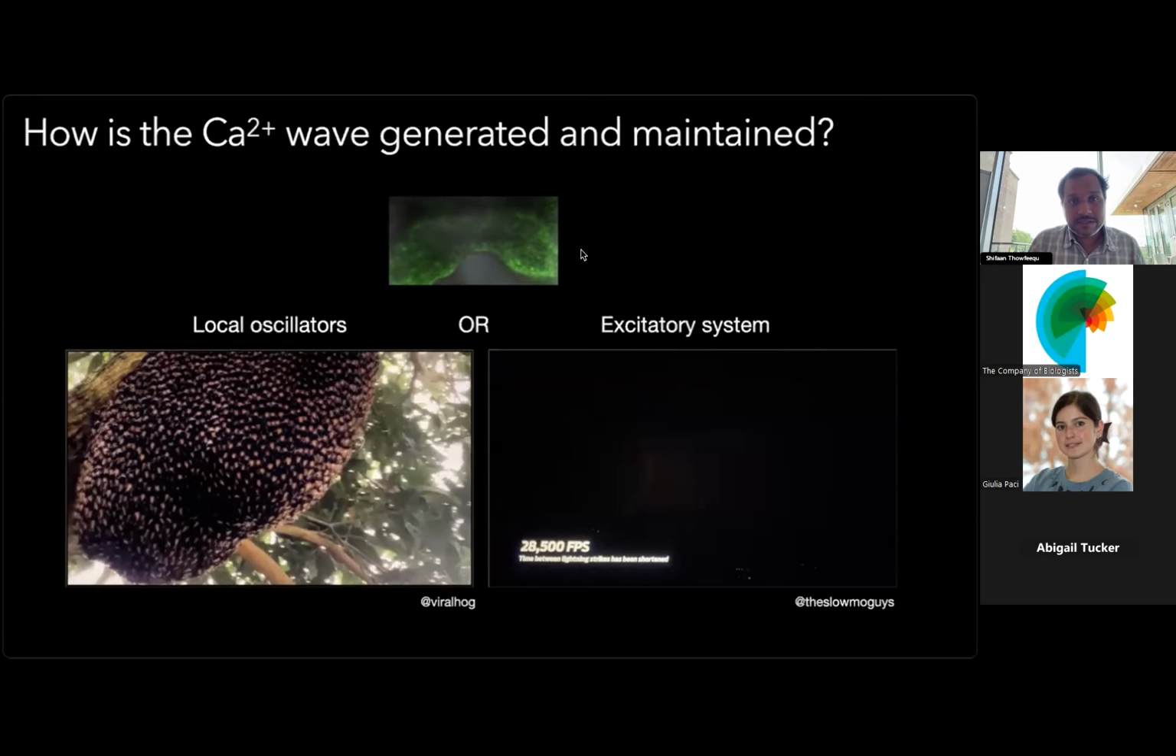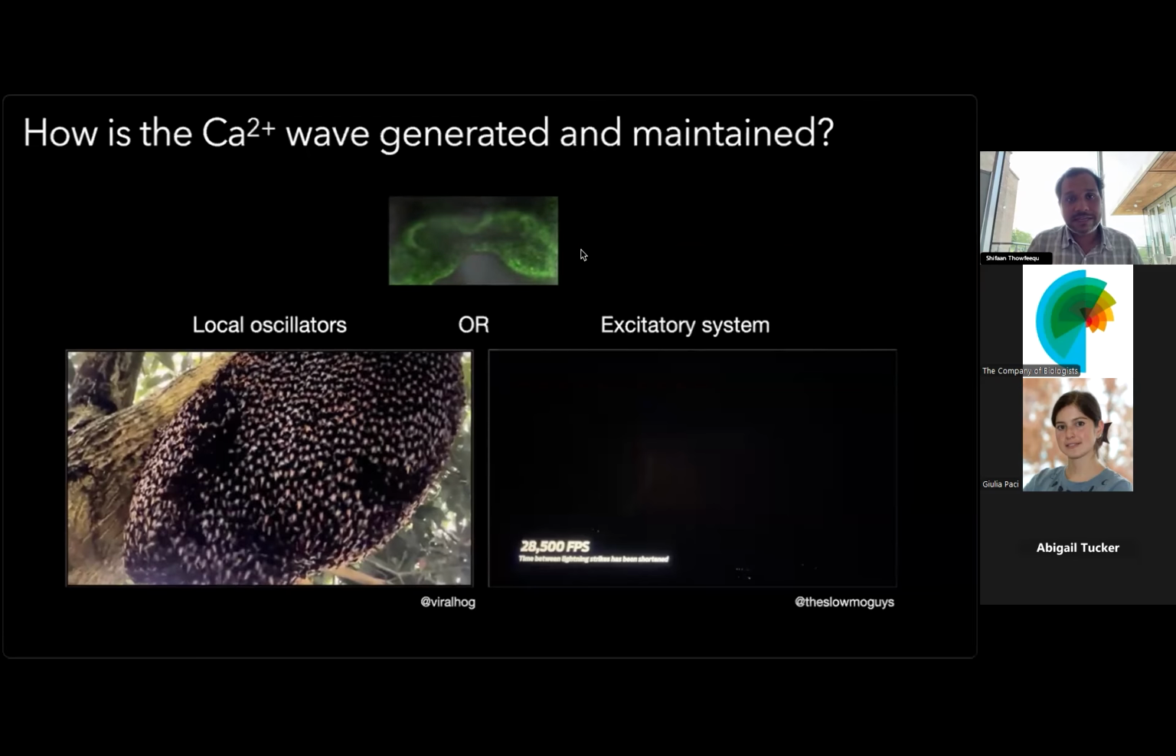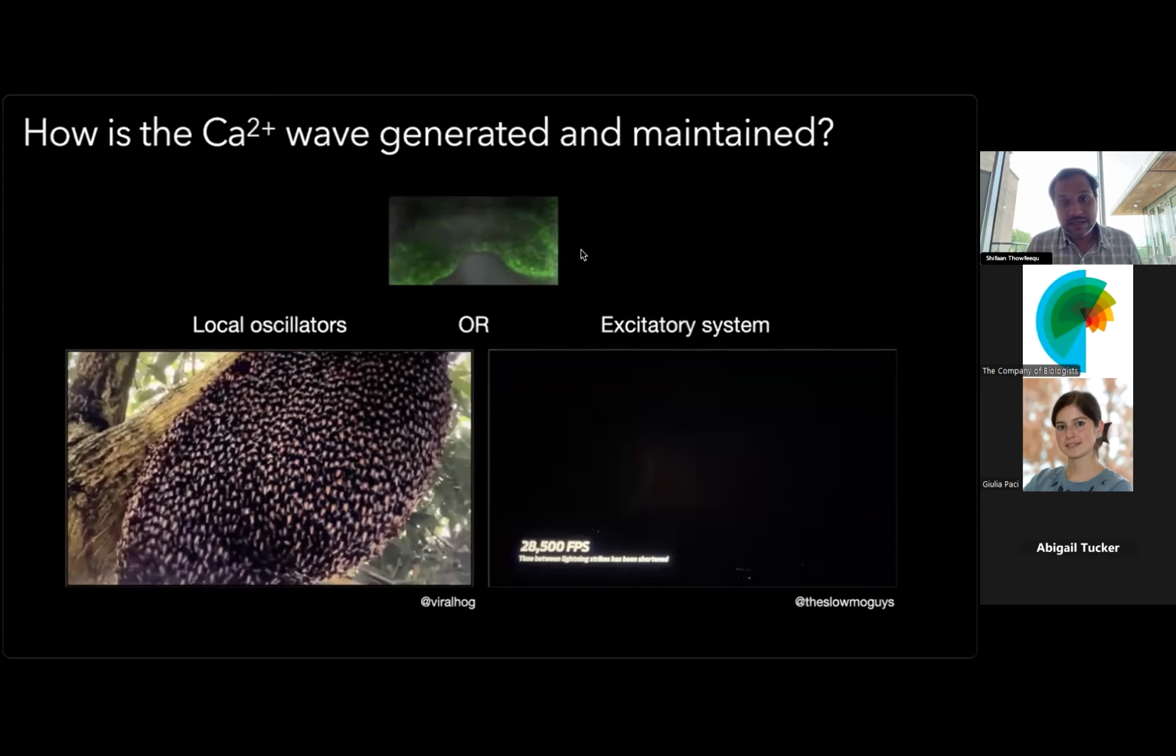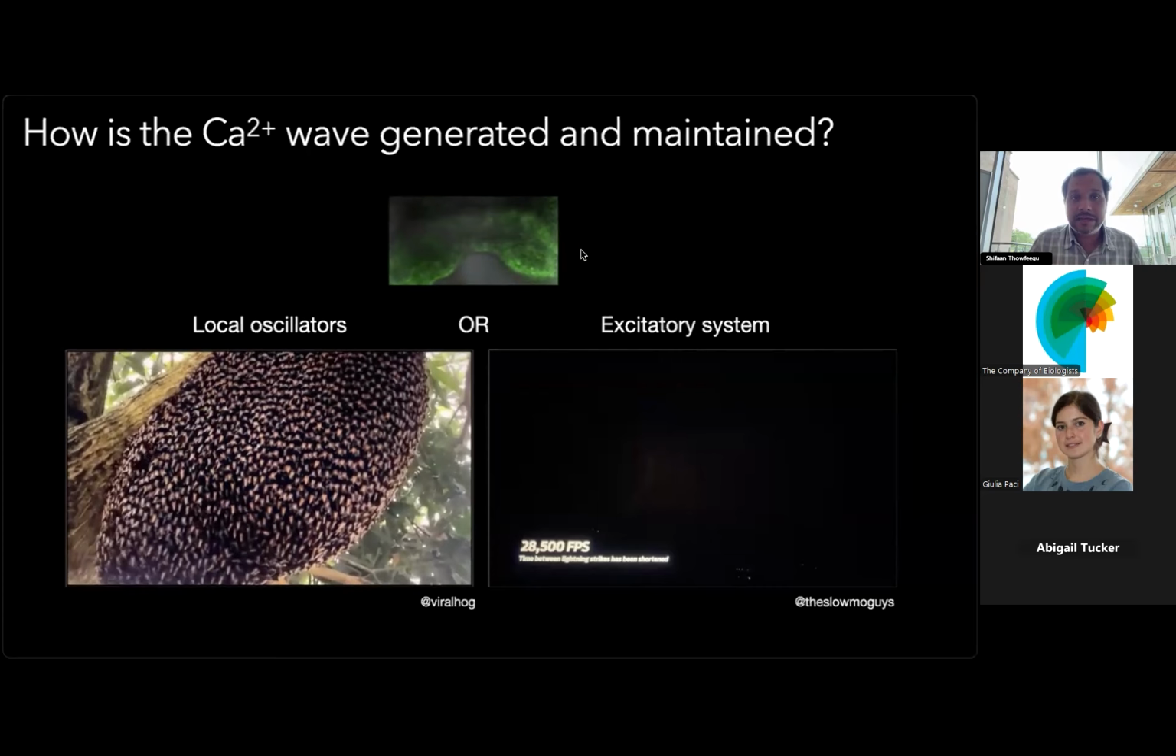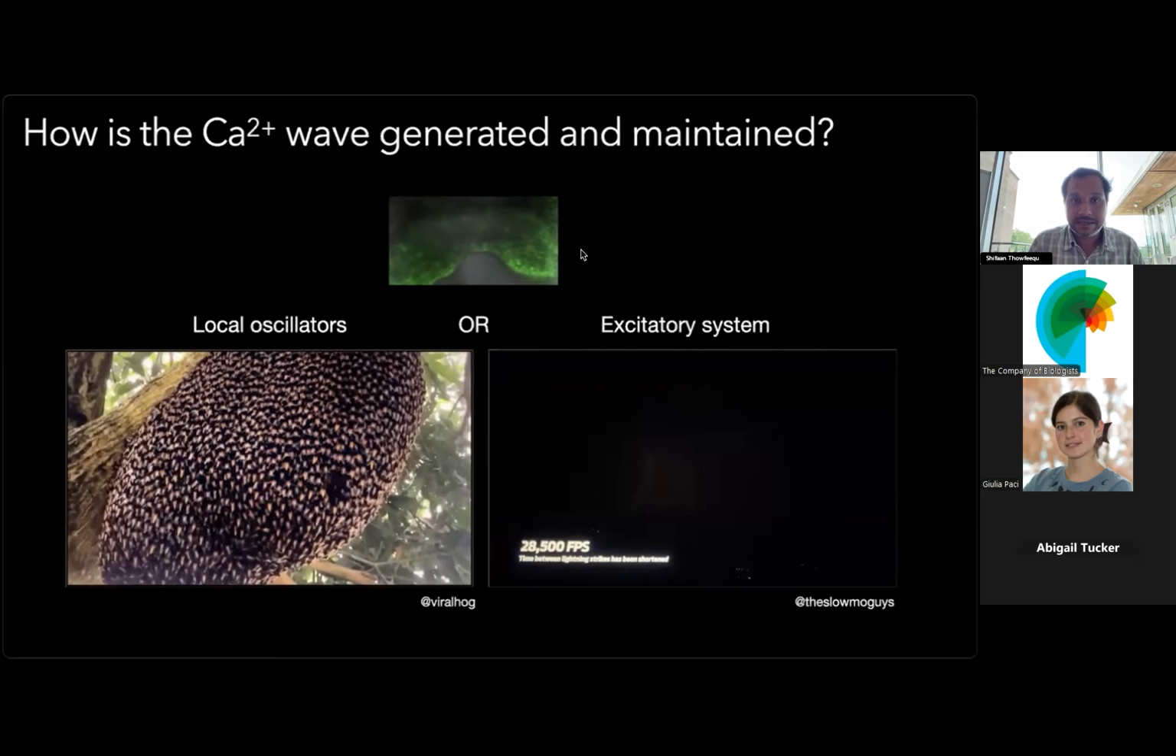So in this case, there's no individual bee or group of bees that are essential for the wave to exist. In other words, if you remove the bee or group of bees, the wave's not going to collapse as long as a critical number of bees exist.